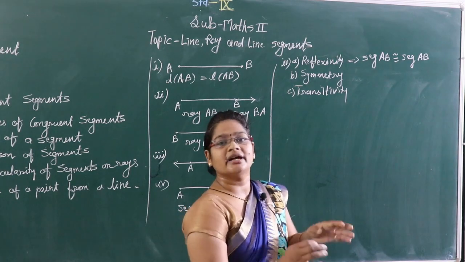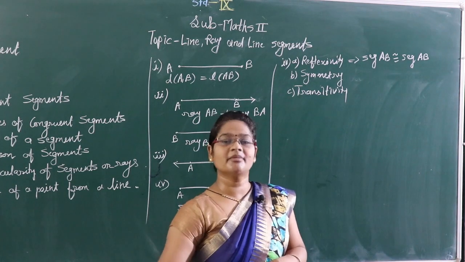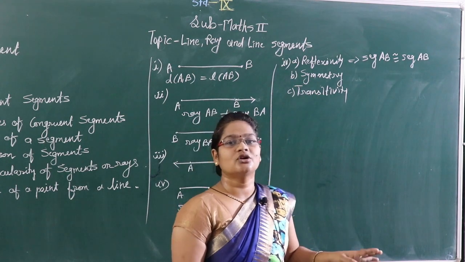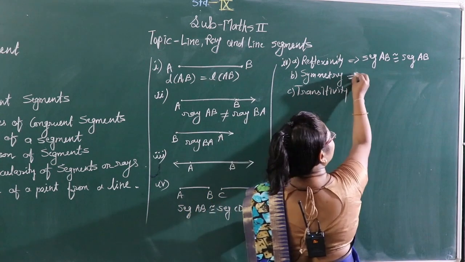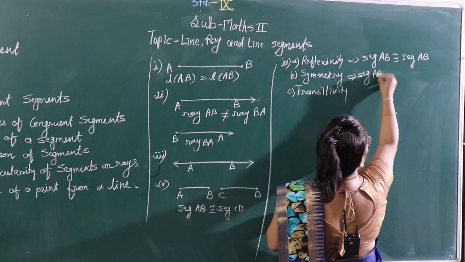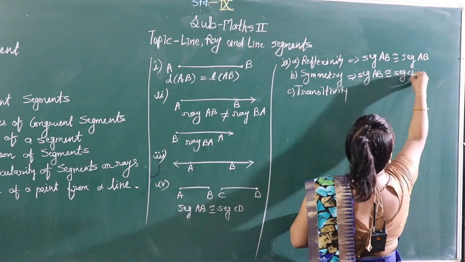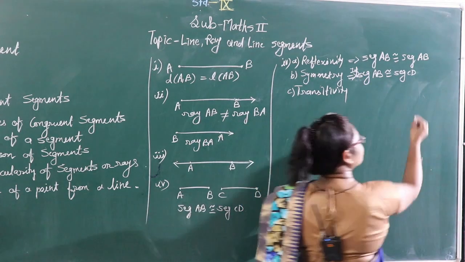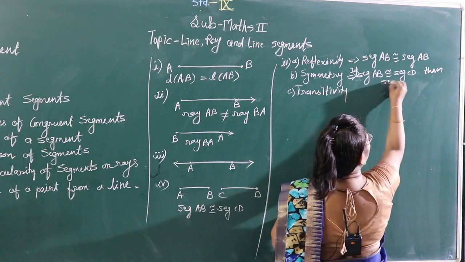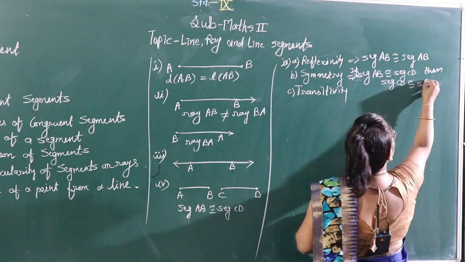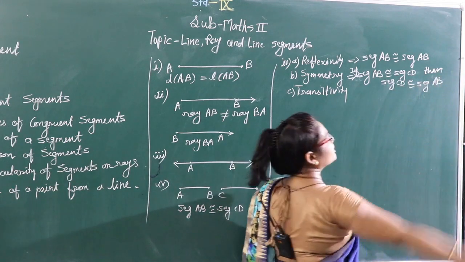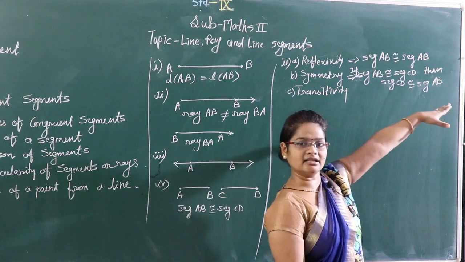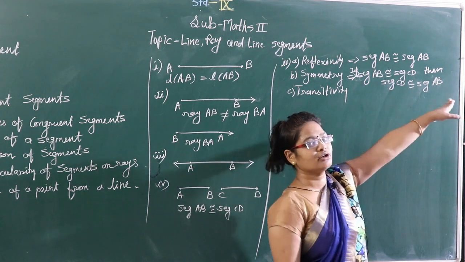Symmetry. Symmetry means if any closed figure has the same shape and size, that is called symmetry. In mathematics, it is written as segment AB is congruent to segment CD. It means if segment AB is congruent to segment CD, then segment CD is congruent to segment AB. If one term is congruent to the second term, then the second term is congruent to the first term.